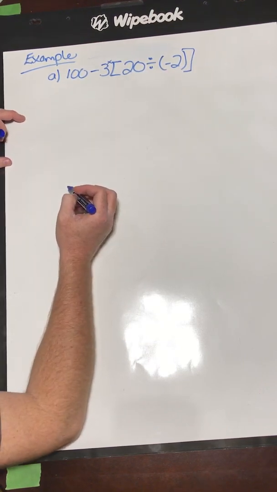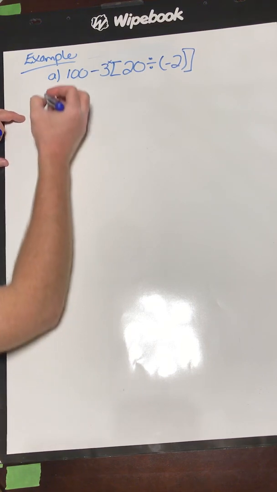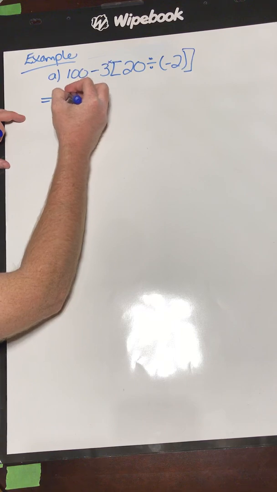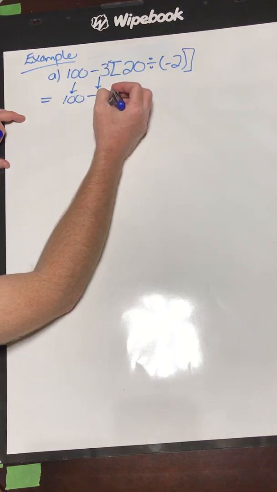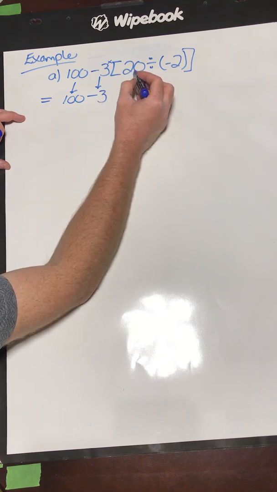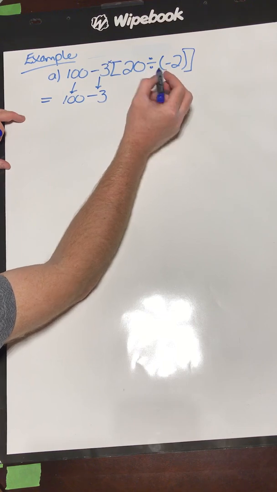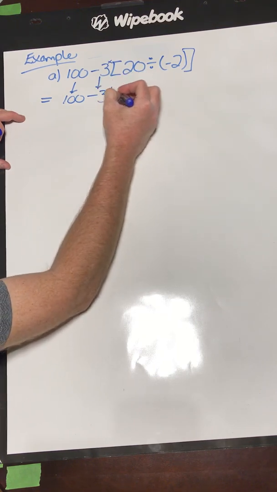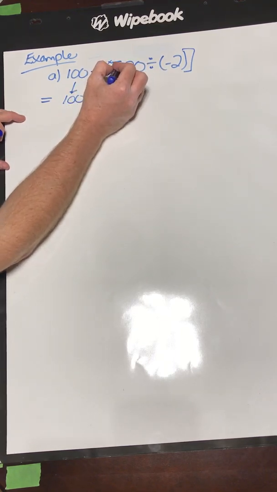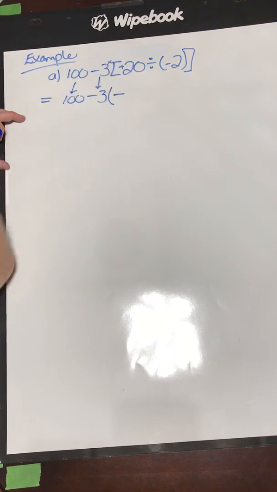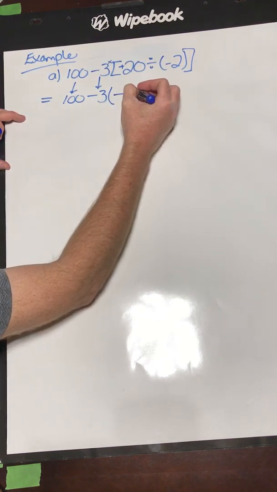So what do my BEDMAS rules tell me to do first? Well, they tell me to do the operations in the brackets first. So I am going to just bring down the 100, I'm going to bring down the negative 3, and I'm going to do the operations in the brackets. In the brackets, I have 20 divided by negative 2. If it's not showing, it's assumed that it's positive. So we have positive 20 divided by negative 2, which is negative 10.